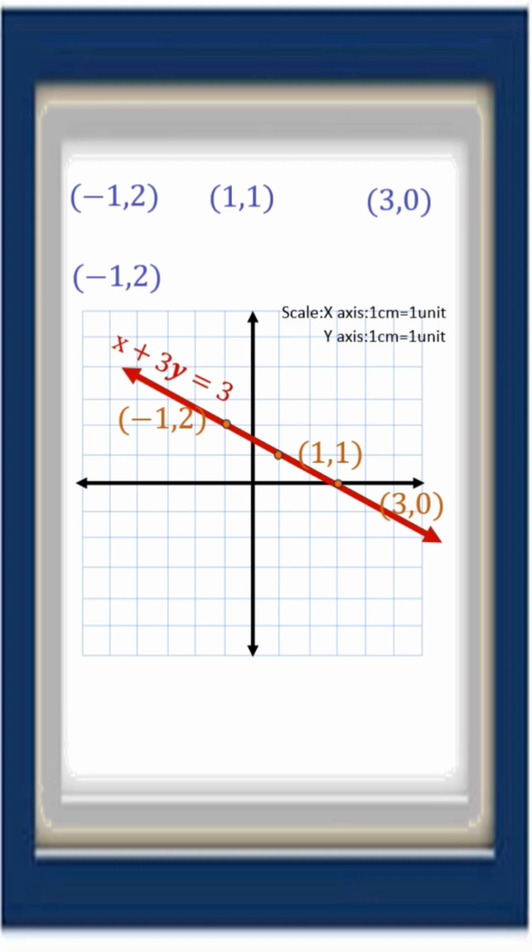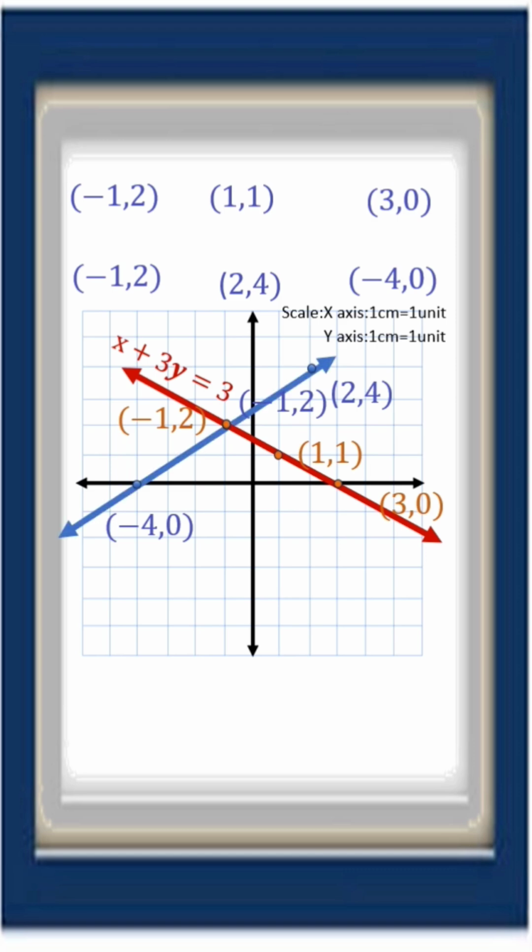Now the values for x and y for the second equation are minus 1, 2; 2, 4; and minus 4, 0. Now let us draw the points like this and join the points. We get a straight line which represents the equation 2x minus 3y is equal to minus 8. These two lines intersect at x is equal to negative 1, y is equal to positive 2. So x is equal to minus 1, y is equal to 2 is the solution for the equations.